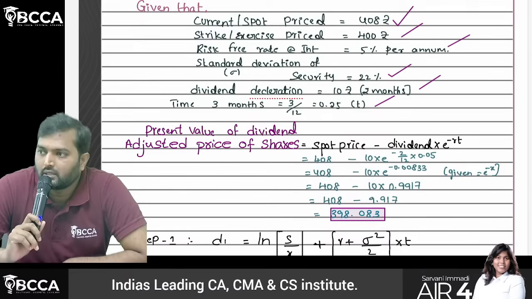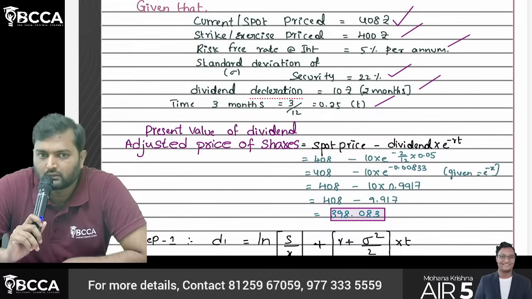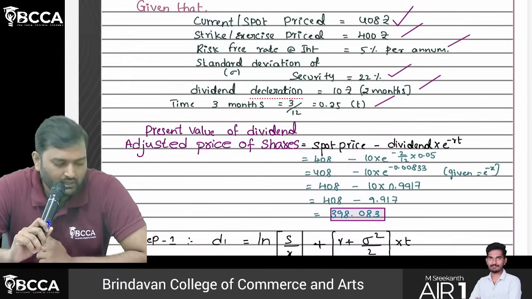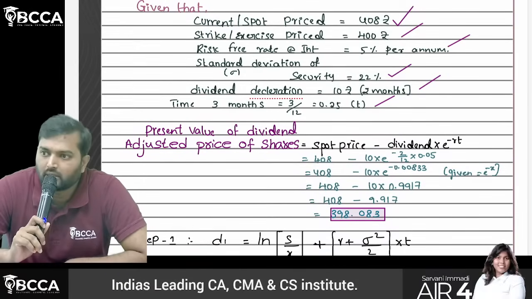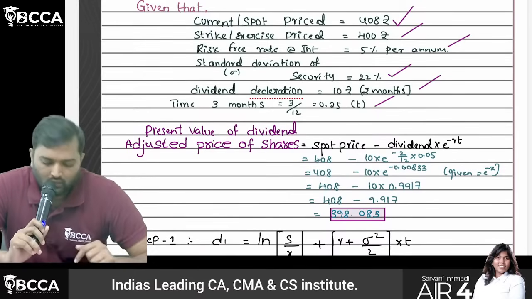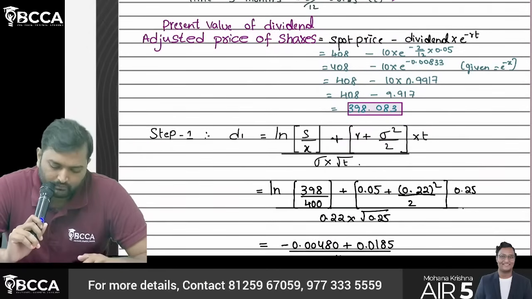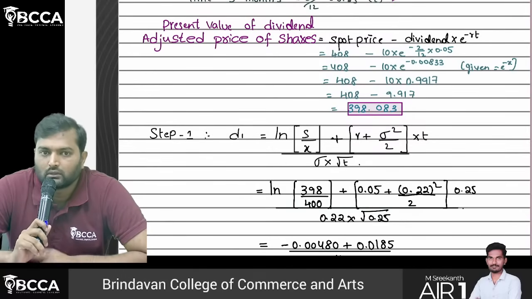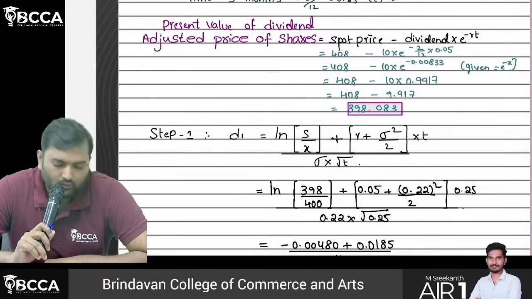398.083 is the adjusted spot price. Clear? So this is the adjusted spot price. First step is to find out the adjusted spot price. Now you have to remember this formula, the D1 formula. This you have to learn by heart, no other option.